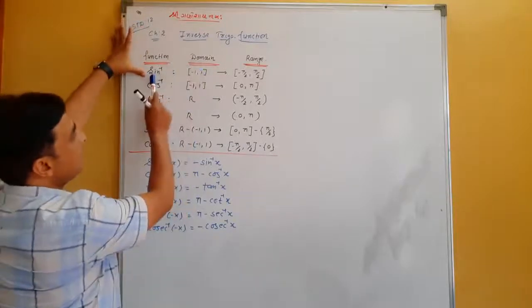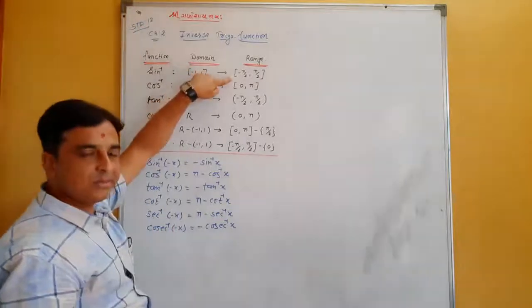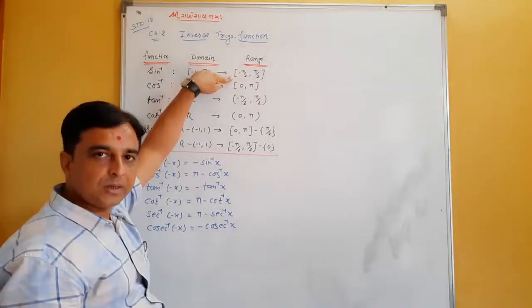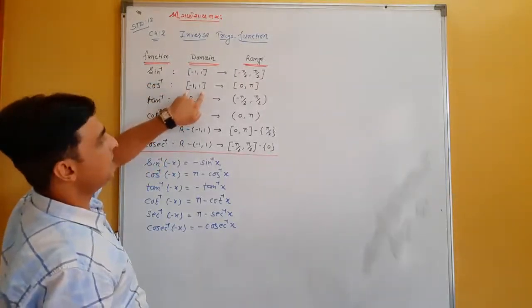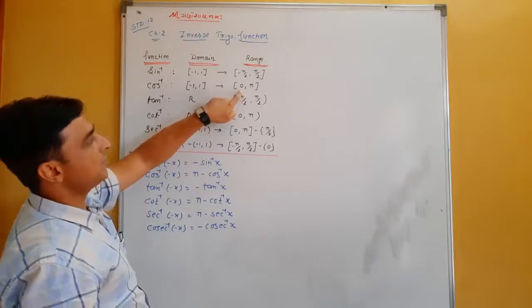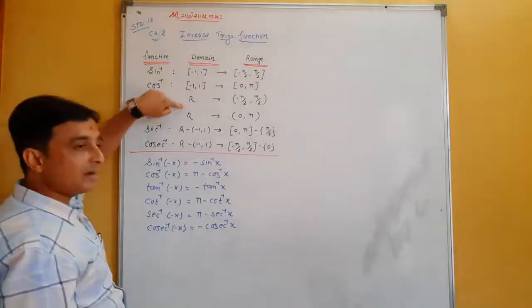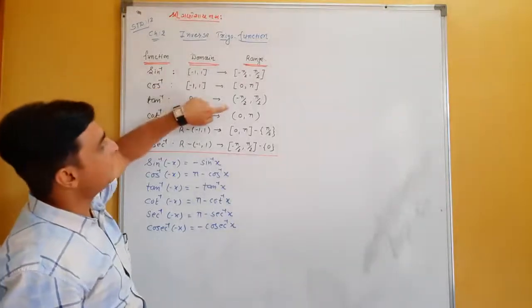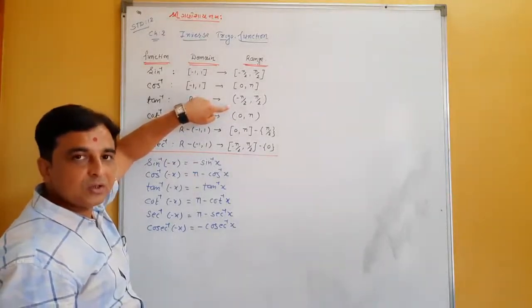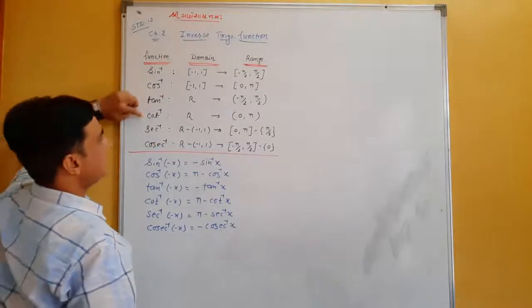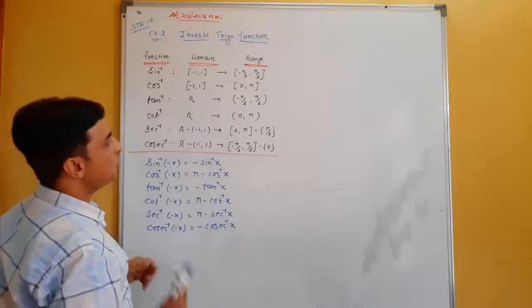The domain of sine inverse is the closed interval -1 to 1, and the range is the closed interval minus pi by 2 to plus pi by 2. Similarly for cos inverse, the closed interval -1 to 1, and the range is the closed interval 0 to pi. For tan inverse, the domain is the whole of R, the set of real numbers, and the open interval minus pi by 2 to plus pi by 2 is the range of tan inverse. Cot inverse is from R to the open interval 0 to pi.